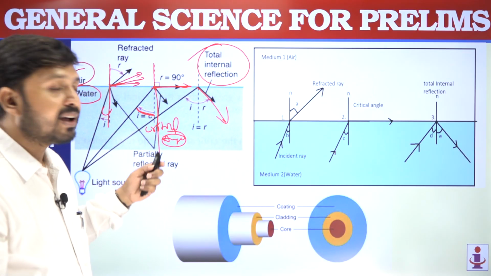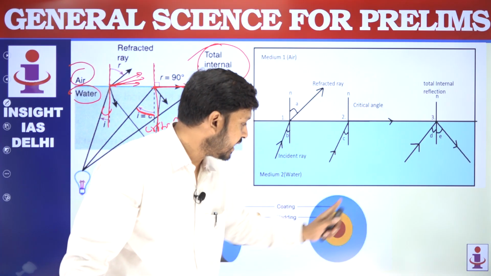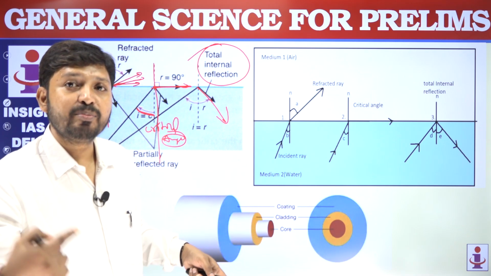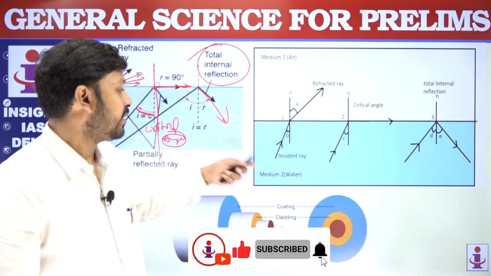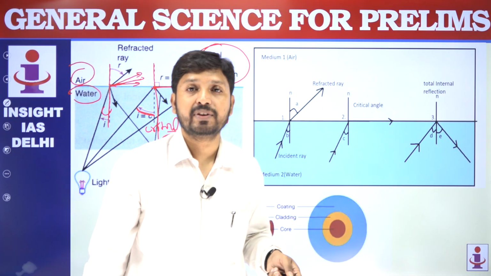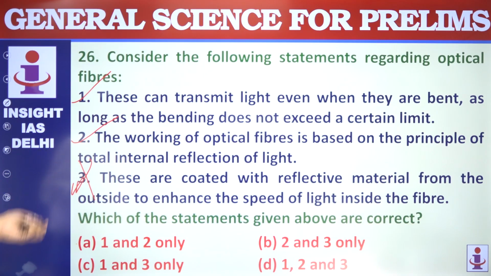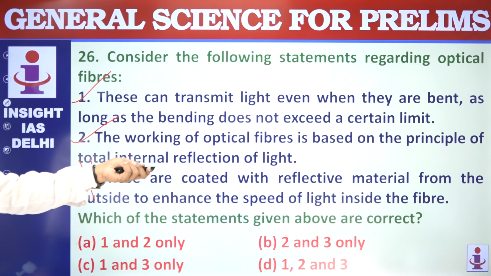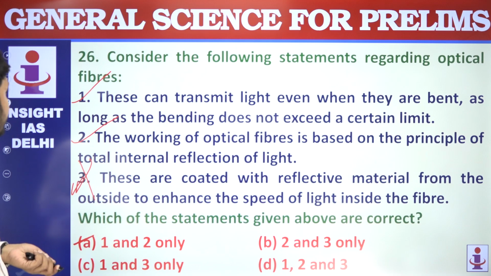Is it clear? The same thing occurs inside our optical fiber. If you see the structure, the core is there, the cladding is there, and the coating material is there. Inside the core the light will be placed at such an angle that it is more than the critical angle of the cladding. Because of that, total internal reflection will take place and the light will move without any loss. So 1 and 2 are correct in this case, and the third one is not dependent on the coating. The core and cladding material is the major reason, so it is not dependent on the reflective materials coated outside. So 1 and 2 are correct. What they are asking is the correct one, so the answer will be A, 1 and 2.